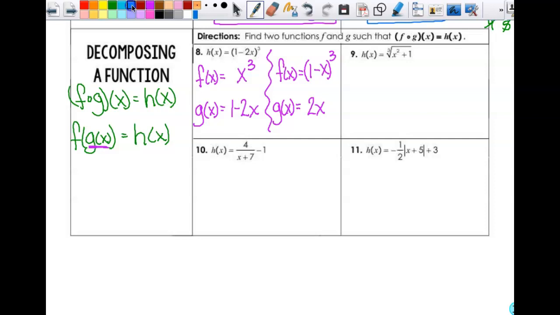All right, so on number 9, see if you can find, we'll talk about more than one, but you only have to find one on your own. See if you can come up with an f of x and a g of x. If you can come up with more than one, that's great, but you only have to come up with one right now.